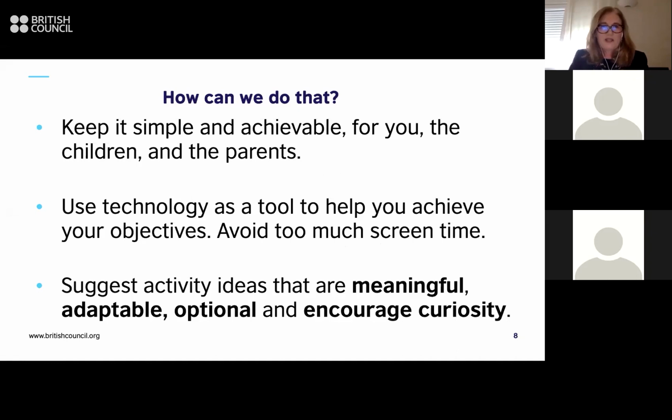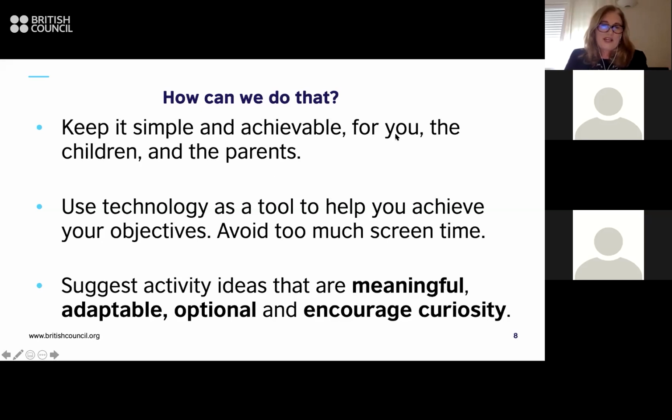Yes. So, suggesting activity ideas that are meaningful, optional, and encourage curiosity. In terms of being meaningful, it's important, as I mentioned before, to provide that context and remember that if it's not meaningful, if you're sending home a list of words that's not related to any topic, then the children probably won't remember it.